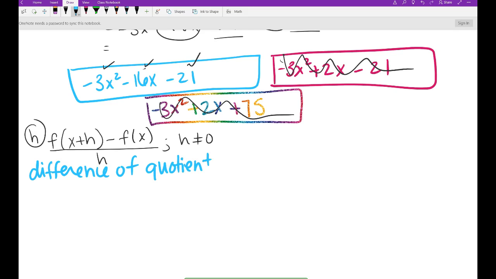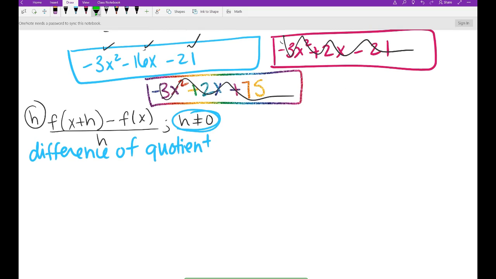Now, the word difference in mathematics means what? Subtraction. Do you see the subtraction in this? Yes. Quotient means divide. So you're just doing one problem with two things in it. This right here is just saying that h can never ever be 0 because h is in the denominator. You don't really use that at all in terms of evaluating, okay?